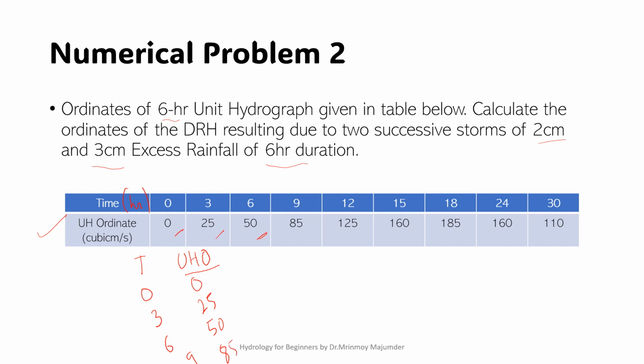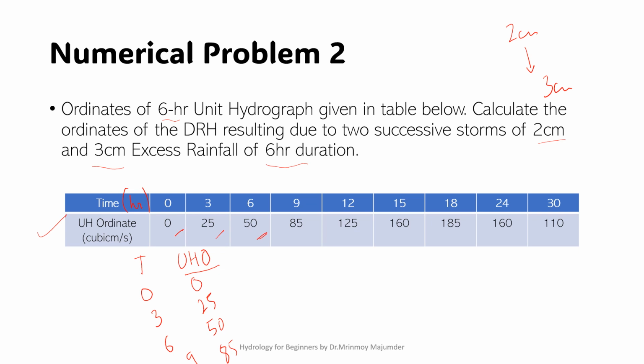Now I have to find the ordinates of the DRH for 2 centimeter and 3 centimeter excess rainfall, one happening after the other. Both have 6 hour duration. Okay, so due to this linear response, for the first storm, the 2 centimeter storm has come first, then after 6 hours, the 3 centimeter storm has come. So for the 2 centimeter storm, I will straight away multiply 2 with the ordinates of the unit hydrograph. Correct? As you have seen in problem 1.